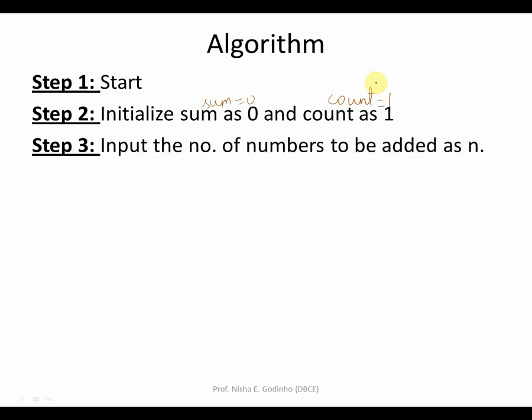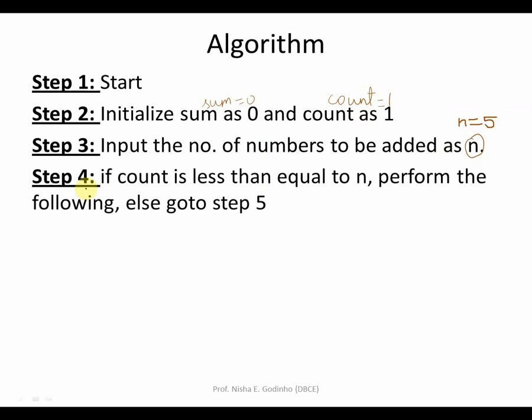The following step says take the input of the numbers to be added as n. So in the variable small n, you have to store the number of numbers to be added. In the previous example, if you remember, the n value was 5. So n took a value of 5.